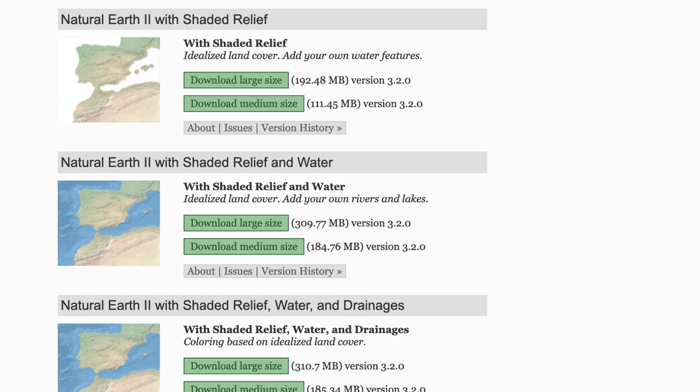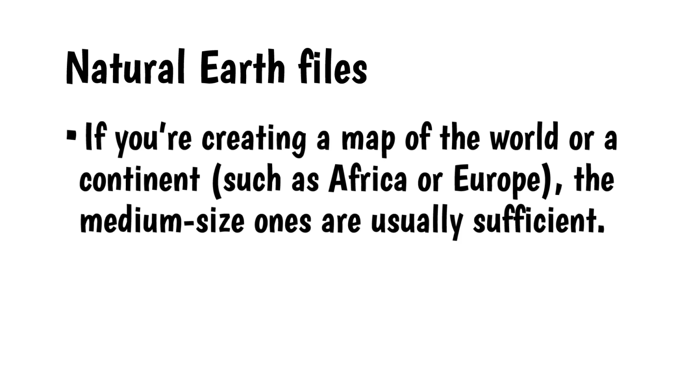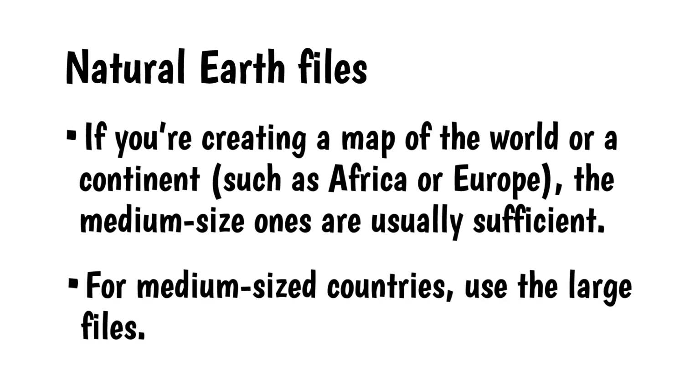If you're creating a map of the world, the medium ones are more than sufficient for most uses. It gets more difficult when you're using these files to show part of the world, such as a continent or single country. As a rule of thumb, if you're creating a map of the world or a continent, such as Africa or Europe, the medium-sized ones are usually sufficient. For large individual countries, if your map is of Canada, Russia, or China, for example, you should also be okay. For medium-sized countries, use the large files. Here are some examples.